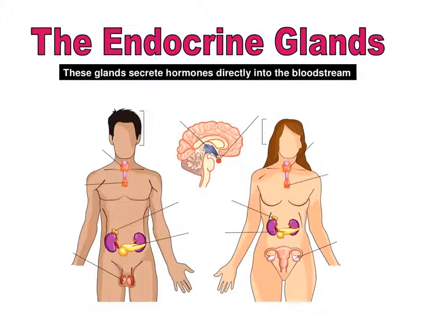Hello everyone. In this video I'm going to be talking about hormones, or more specifically those released by endocrine glands. Now, endocrine glands are glands that secrete hormones directly into the bloodstream, and they form what's called the endocrine system.